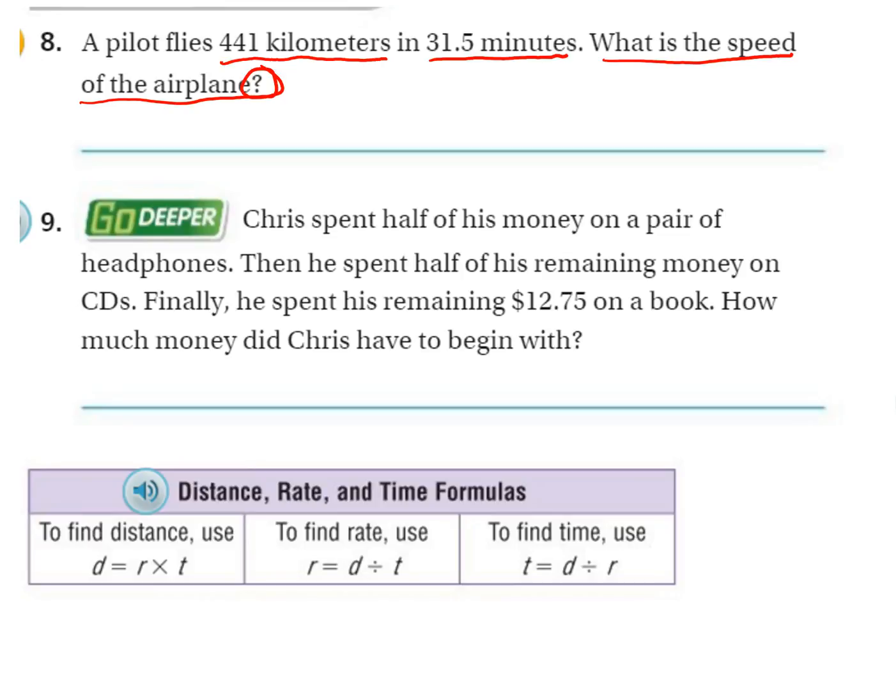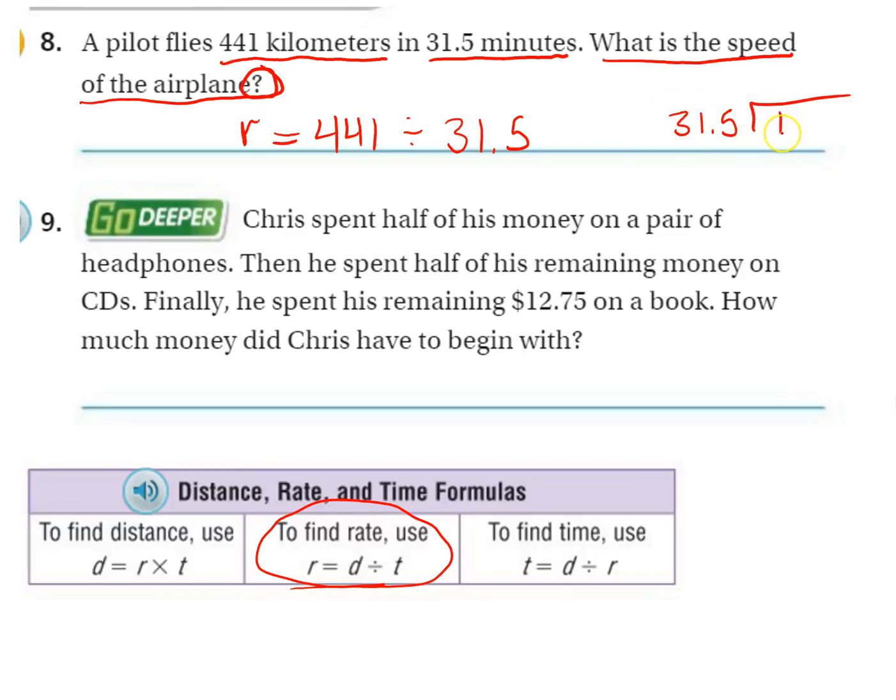Okay, so I need to find the speed. The speed is the rate. So that's the formula I need to use. I don't know the rate or the speed. I know the distance is 441 kilometers, and I know the time is 31.5 minutes. So now I just do my division.